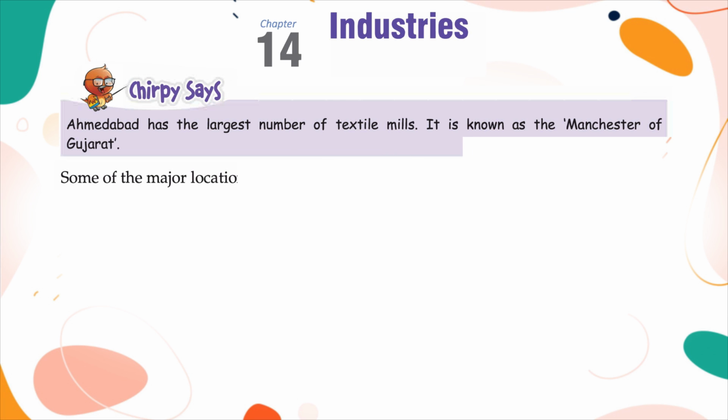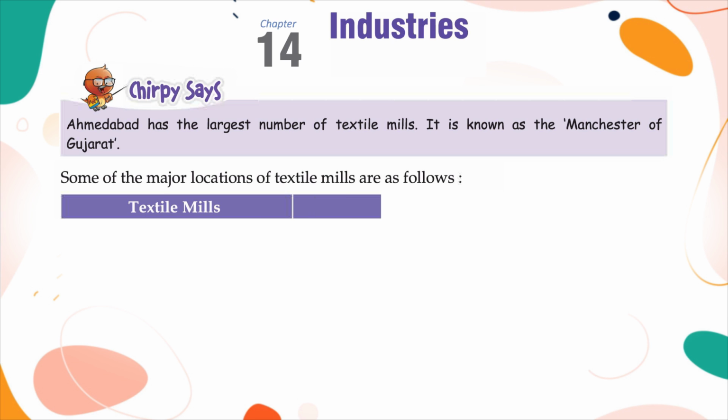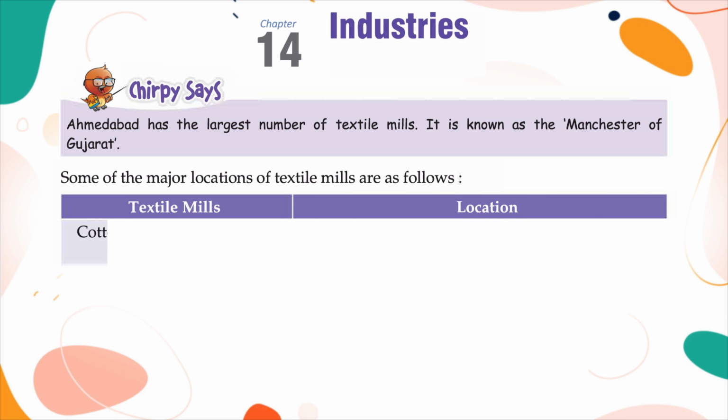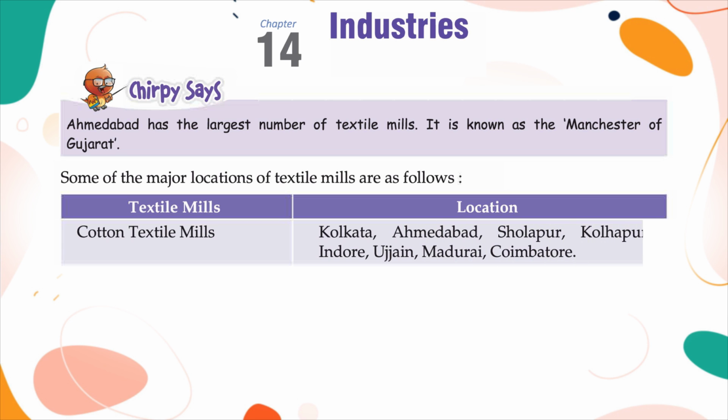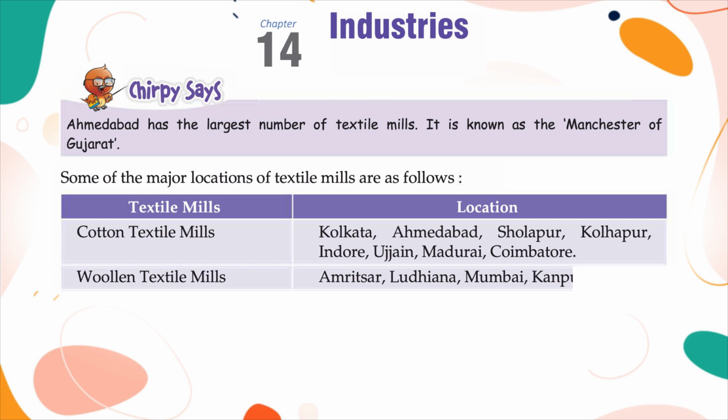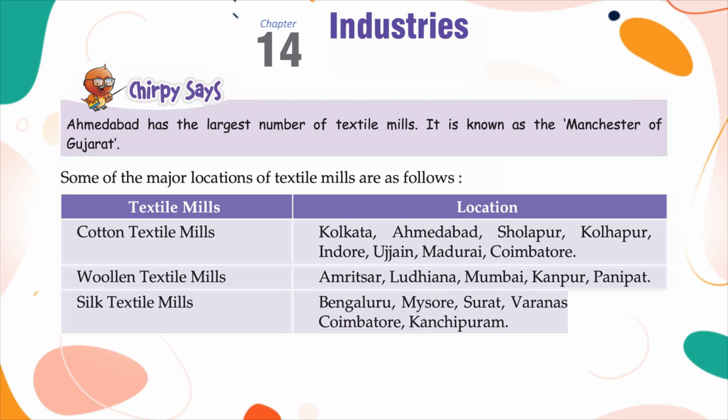Some of the major locations of textile mills are as follows. Textile mills location. Cotton textile mills: Kolkata, Ahmedabad, Sholapur, Kolhapur, Indore, Ujjain, Madurai, Coimbatore. Woolen textile mills: Amritsar, Ludhiana, Mumbai, Kanpur, Panipat. Silk textile mills: Bengaluru, Mysore, Surat, Varanasi, Bhagalpur, Coimbatore, Kanchipuram.